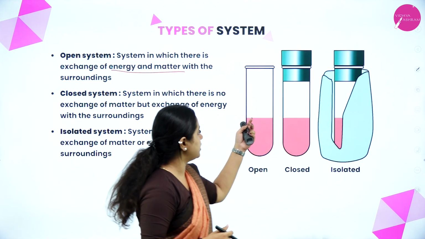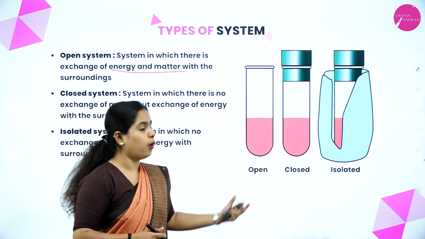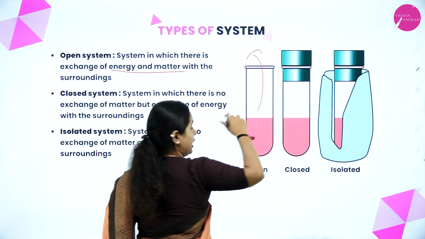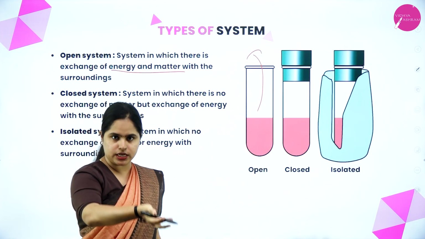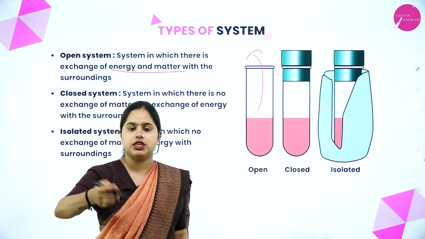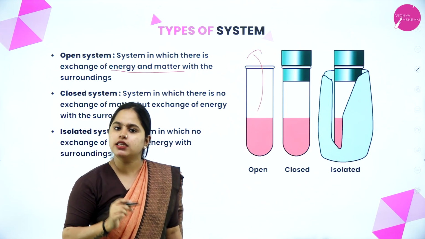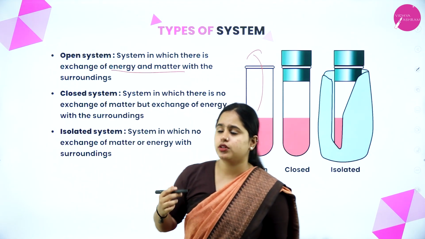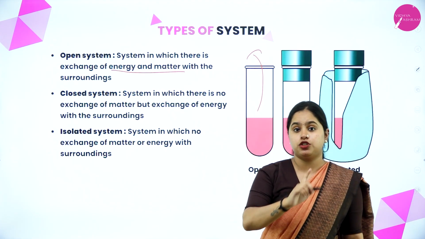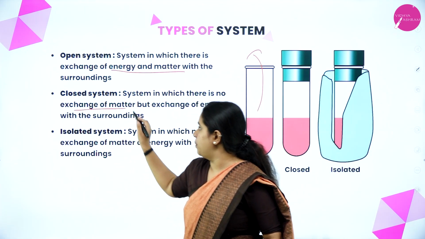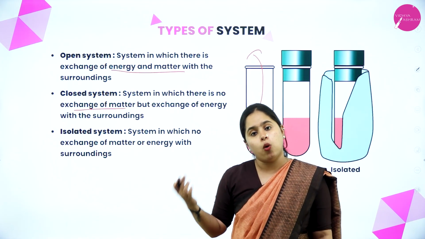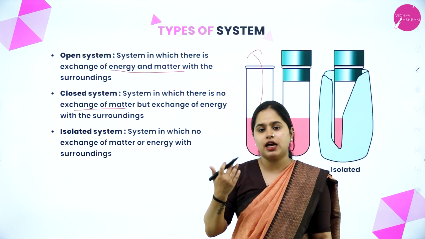In the same way, in this diagram you can see an open test tube which is kept. From this, matter and heat can easily be exchanged with the surroundings. This is my system and from here it can exchange with the surroundings. So that is an open system. Now coming to the next one, the closed system: a system in which there is no exchange of matter, but there can be exchange of heat. In an open system there is exchange of matter as well as heat.